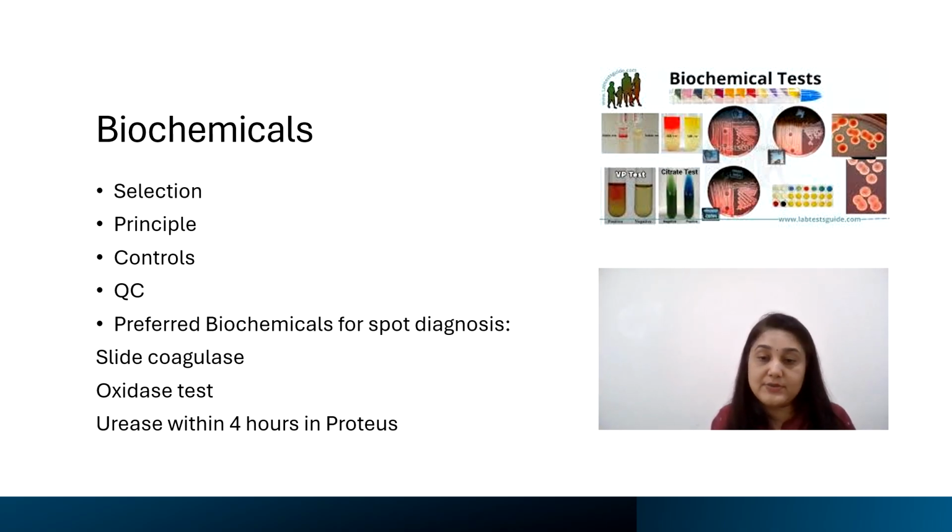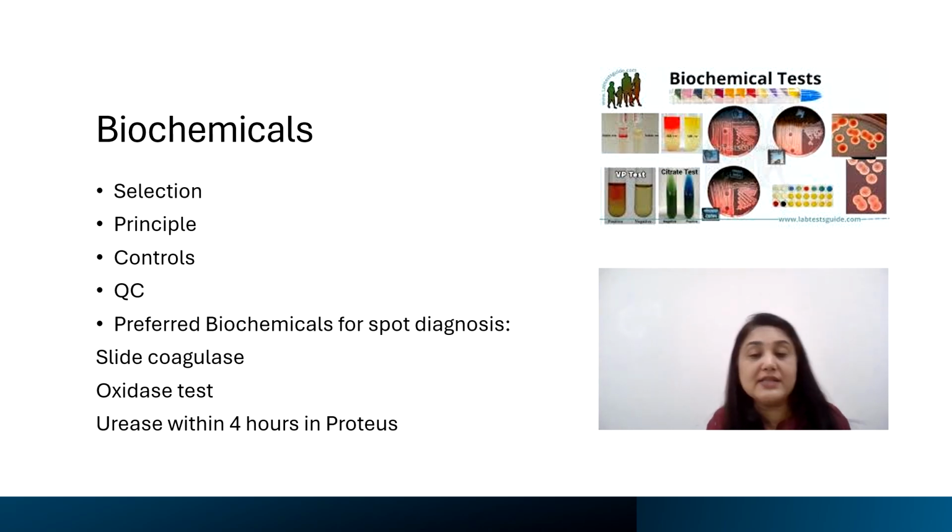What are the frequently asked questions on the biochemicals? Its principle, what controls are used for it, like quality check, which gives a positive control, what are the negative controls, and the preferred biochemical for spot diagnosis in your case. Like if it is a GPC and catalase positive, the slide coagulase will spot diagnose and differentiate between the CoNS and Staph aureus. Oxidase test in case of Pseudomonas.